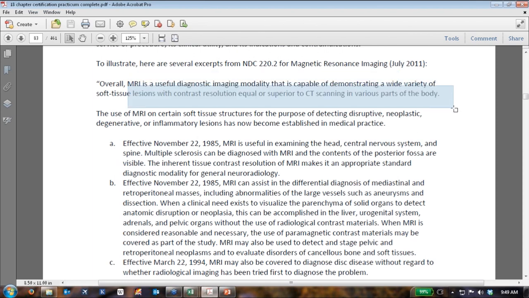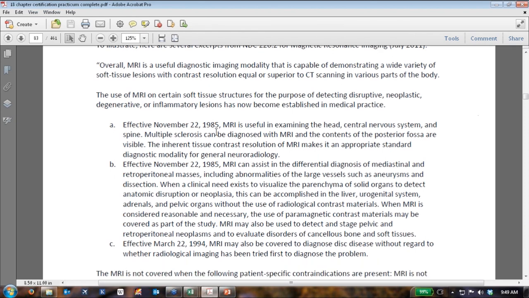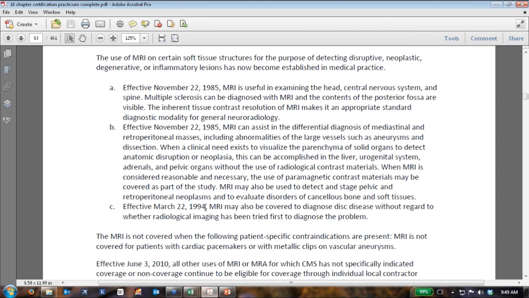Okay, so if you always wanted to know what MRI is, it's defined in an NCD, and it also defines what the uses of an MRI are, and it's kind of a little bit of a history of medicine. You know, MRIs came around in numbers in the 1980s, so the first medical necessity determination around MRIs is from 1985, and then you see in 1994 it was expanded, and you would see this in other imaging procedures as well.